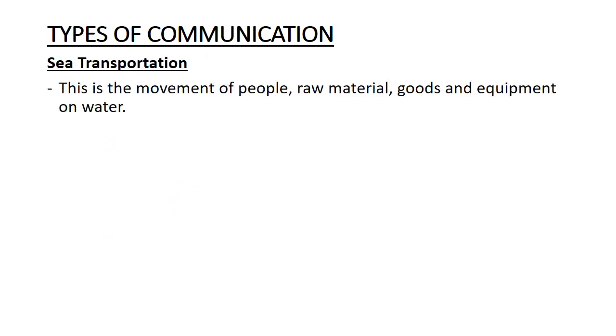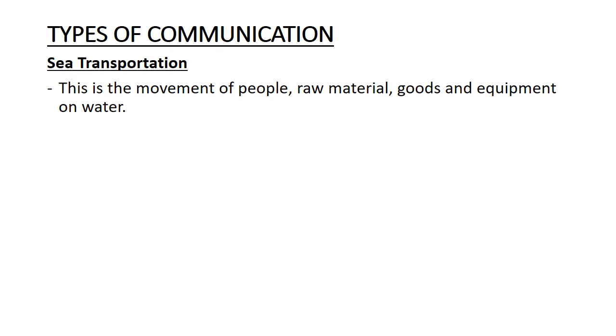Next we look at sea transportation, which is basically the movement of people, raw materials, goods, and equipment on water. This type of transport is not that common in our country, since it's a landlocked country, so there are no seas or oceans nearby. But we do have lakes like Lake Tanganyika, which is of course shared by many countries, and therefore sea transport is common there. It's a lake, but the type of transport is classified under sea transport.